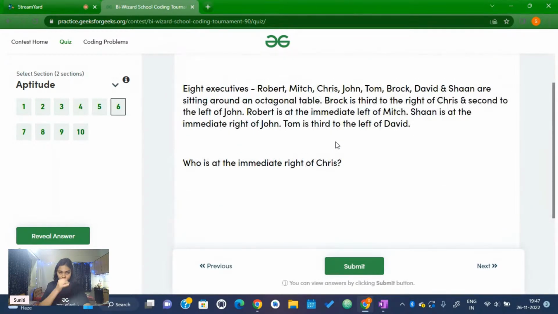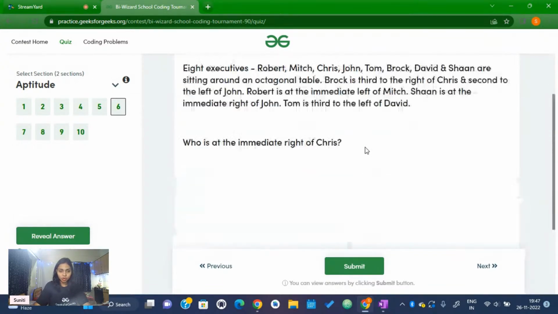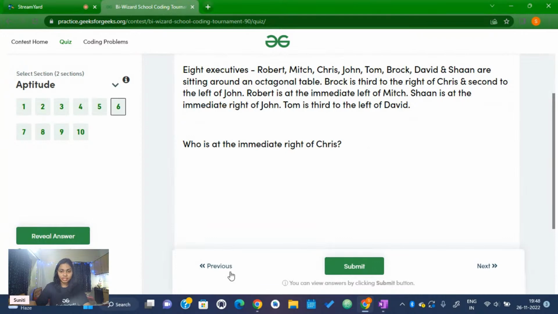Okay. So this is a planning question, like the seating arrangements that we have. Here it is saying that we have 8 executives: Robert, Mitch, Chris, John, Tom, Brooke, David, and Sean. In these questions, what you need to do is make a table and arrange the executives in whatever way they are described in the question, and then we will get the answer. So basically you just need to apply the arrangement, right? How the things are arranged here.